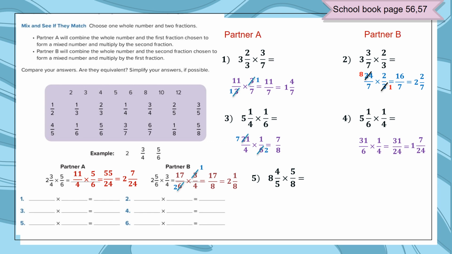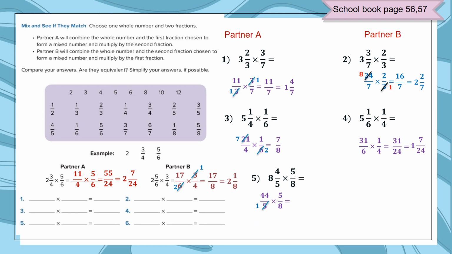Let's take another example. 8 and 4 over 5 times 5 over 8. In partner B, it will be 8 and 5 over 8 times 4 over 5. Here in partner A, we will convert the mixed number, so it will be 44 over 5 times 5 over 8. Here I can simplify.